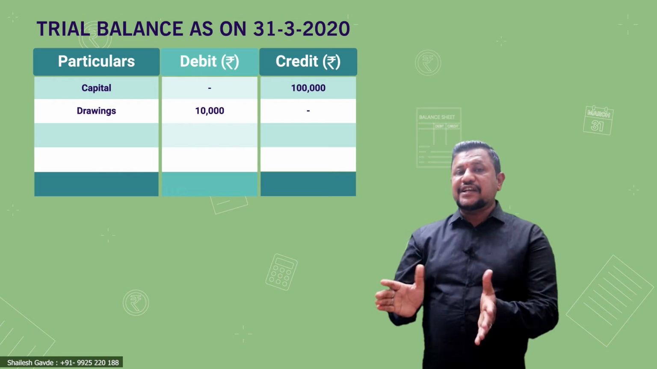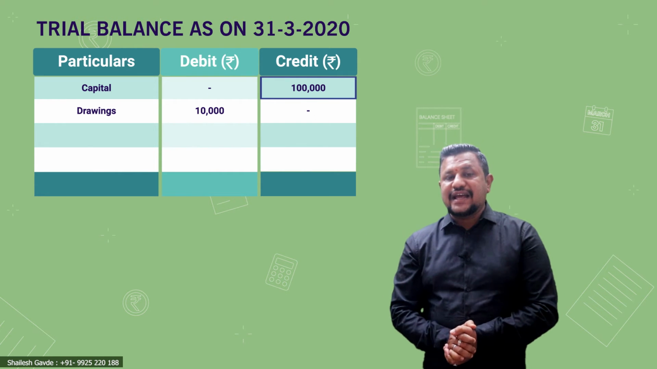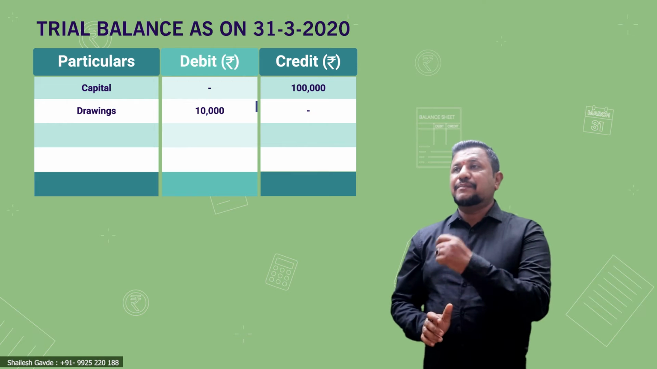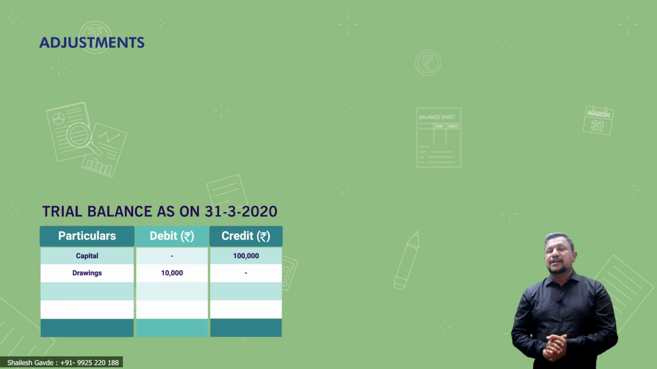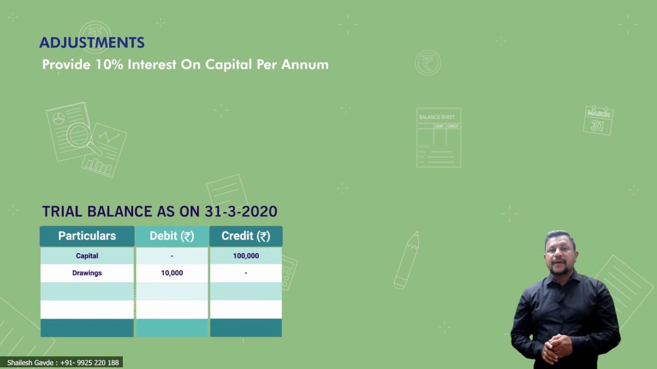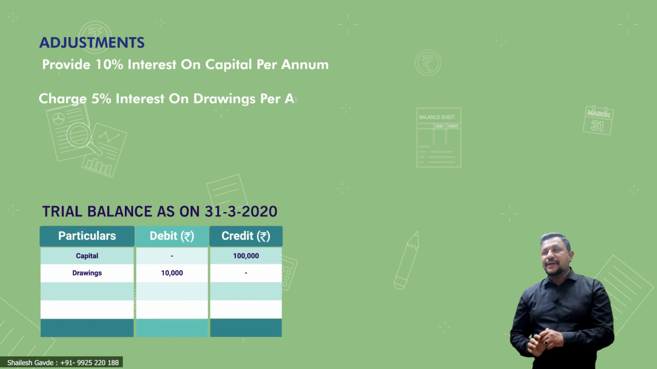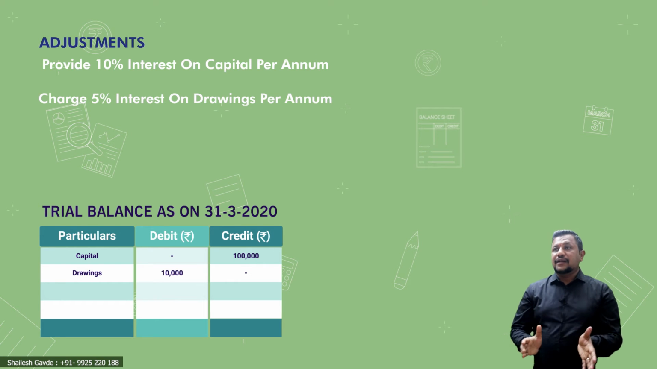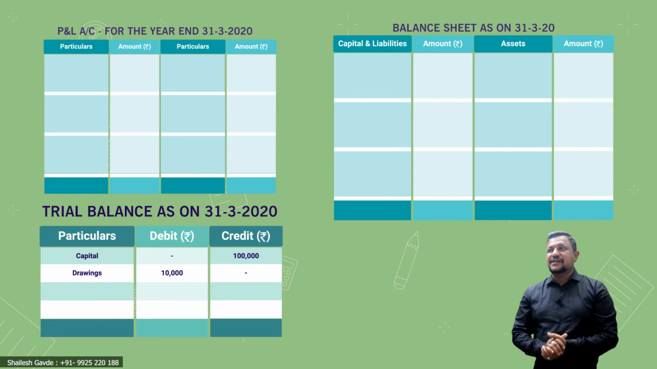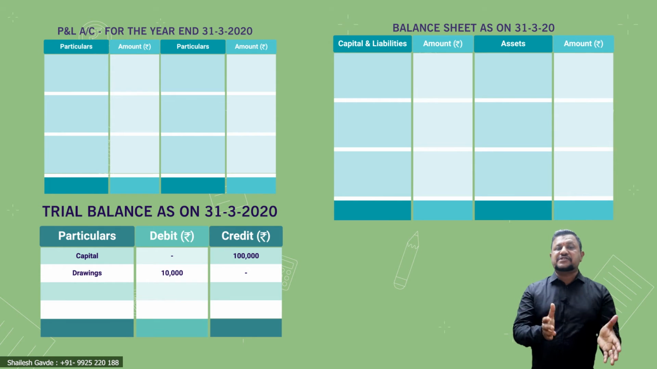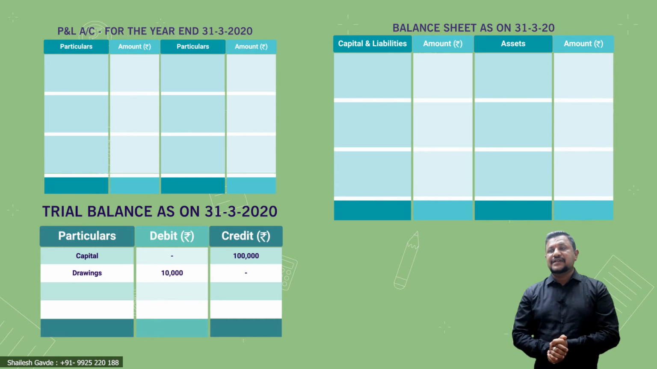Capital given in the trial balance on the credit side is 1 lakh, drawings on the debit side 10,000. The adjustments say: provide 10% per annum interest on capital and charge 5% per annum interest on drawings. We'll understand the effects of these adjustments. We'll take the profit and loss account and balance sheet. First of all, we'll do the posting of these trial balance items.